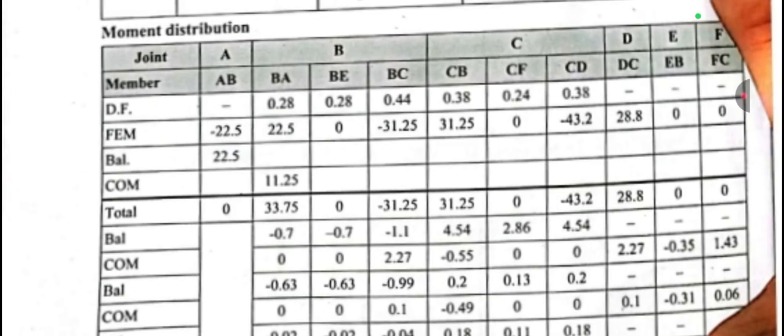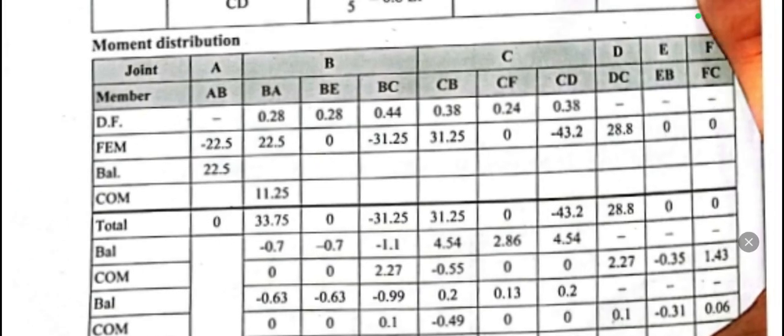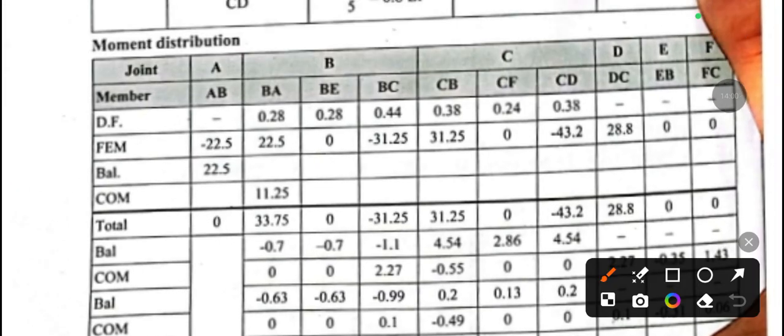So this is very easy, not to worry. For joint A, we write member AB. For joint B, we have 3 different members, so we have written them here. For joint C, we also have 3 members, so we have written them here. For D, only 1 member. For E, only 1 member. For F, only 1 member.